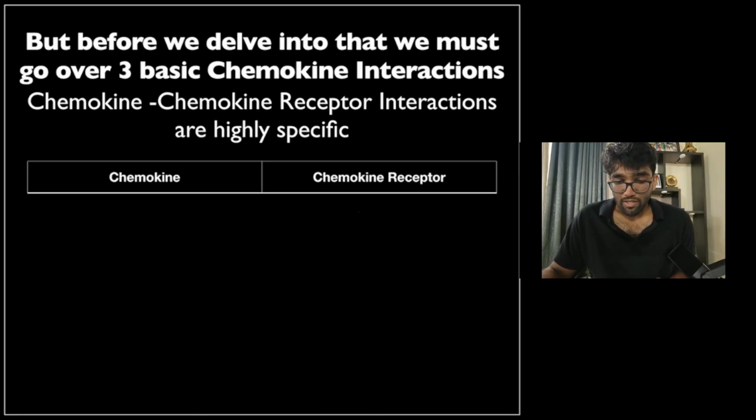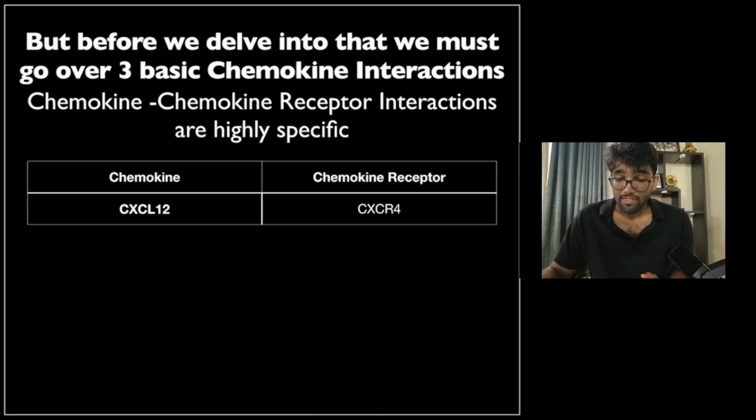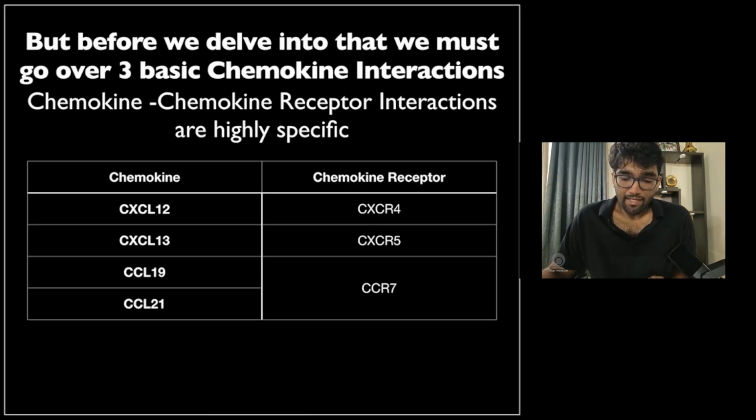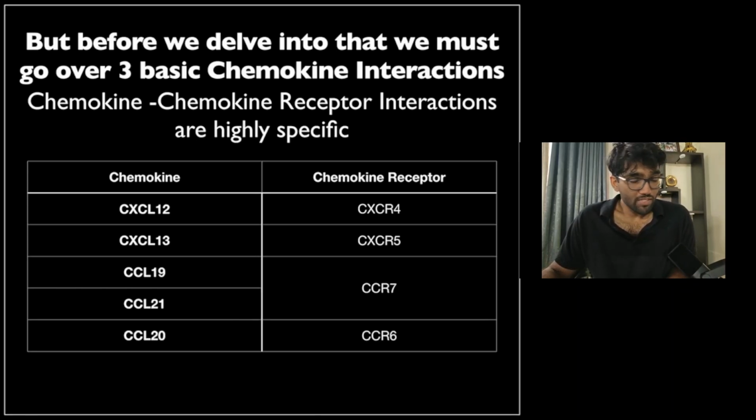So there are three basic chemokine interactions that we need to understand before we go forward and understand the structure of a lymph node. So the first is CXCL12, the receptor for which is CXCR4. Then we have CXCL13, the receptor for which is CXCR5. Then we have CCL19 and CCL21, both of which bind to the common receptor CCR7. Then we have CCL20, the receptor for which is CCR6.